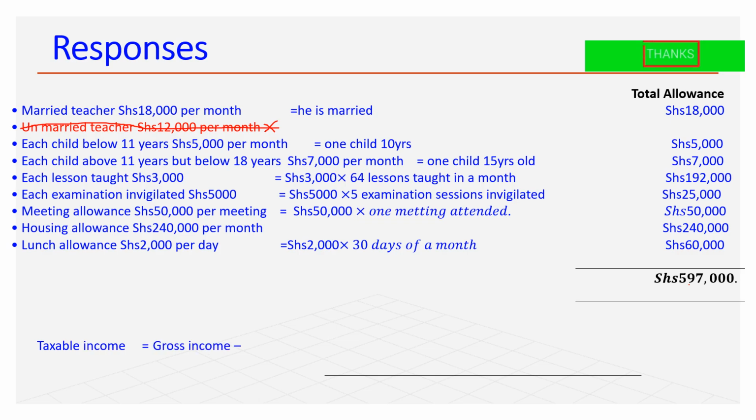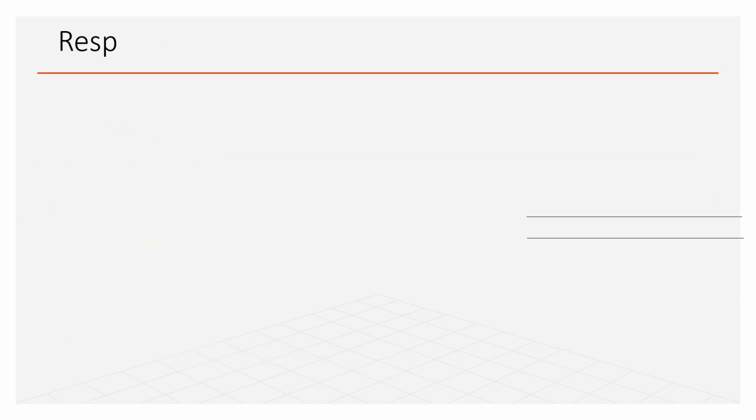So the taxable income now, which money should we take to taxation deduction? That's gross income minus total allowance, and that will be 1,240,000 minus 597,000 shillings, and this will give us a taxable amount of 643,000 shillings. Okay.